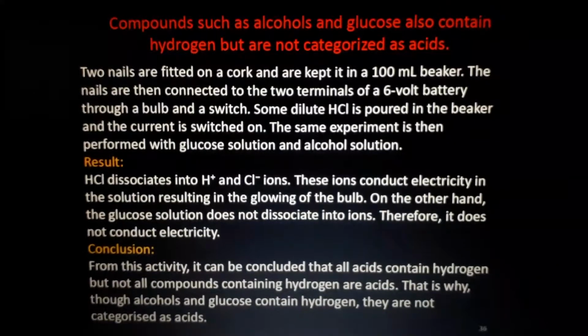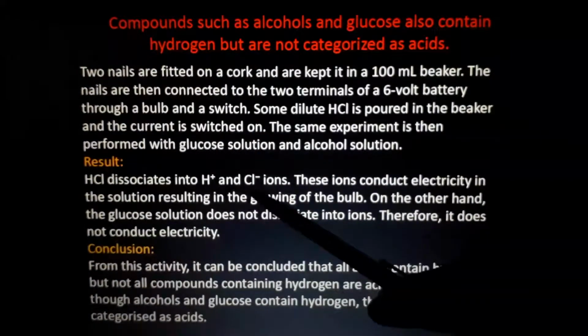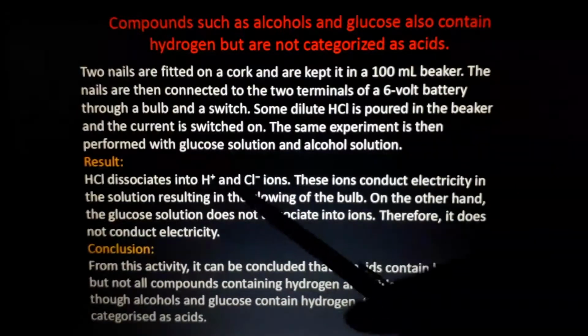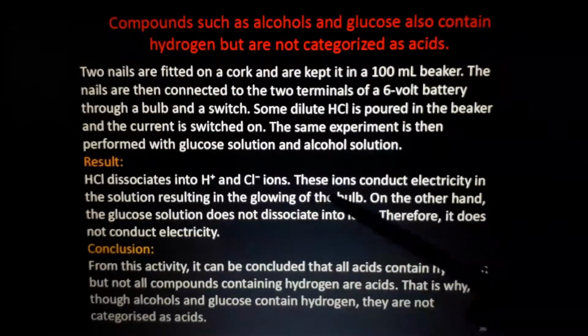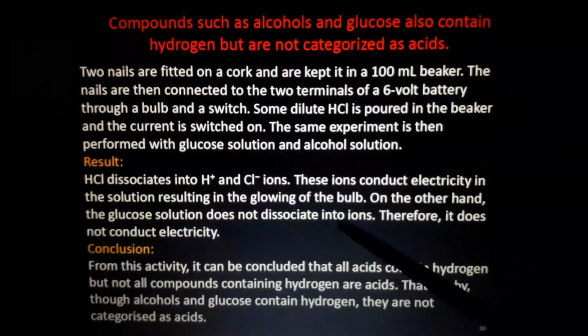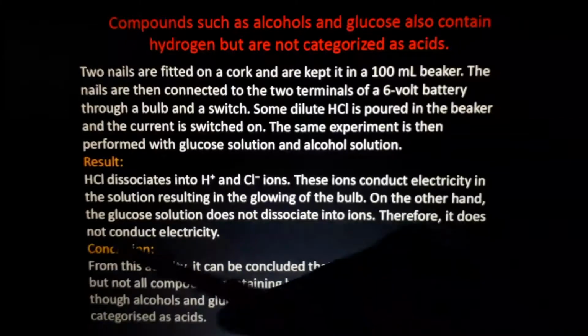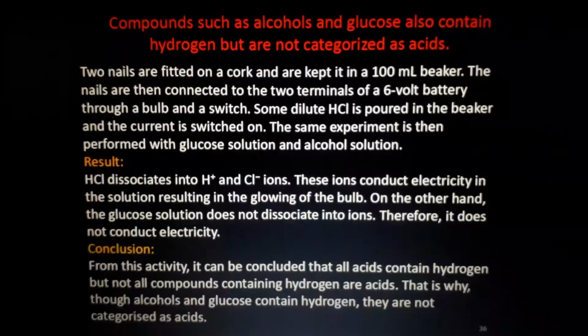Now you just take the screenshot or just go through this video, you will understand this. See, the result of that experiment is HCl dissociates into H plus ions, releases H plus ions. These ions conduct electricity in the solution, resulting in the glowing of the bulb. On the other hand, glucose solution does not dissociate into ions. Therefore, it does not conduct electricity. That's why we cannot say that glucose is acidic in nature.